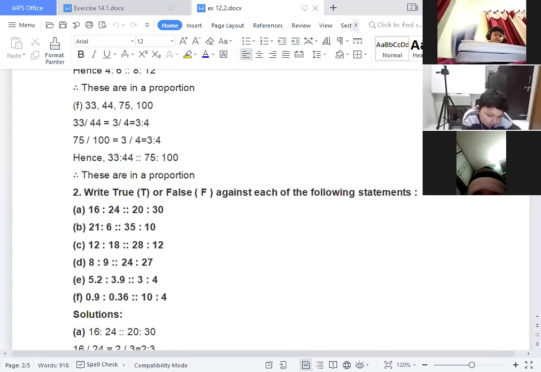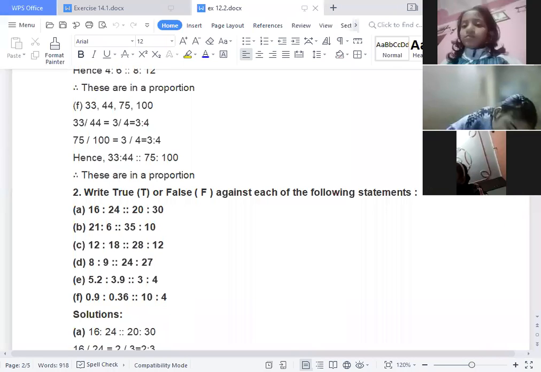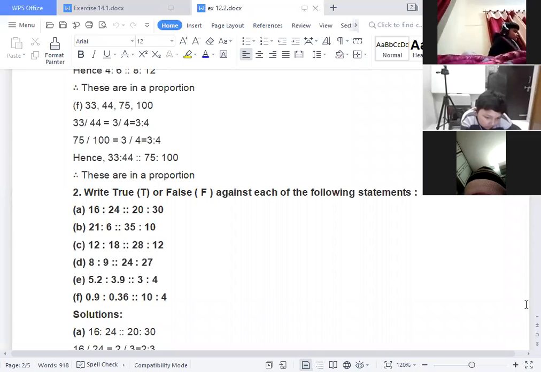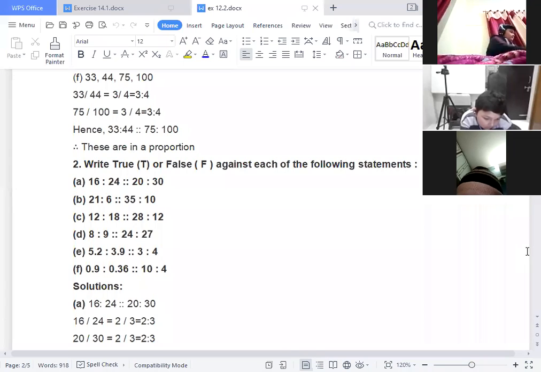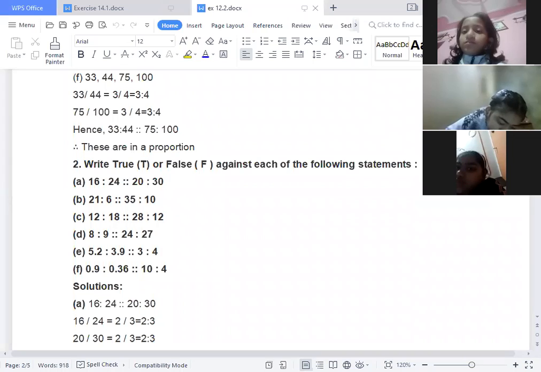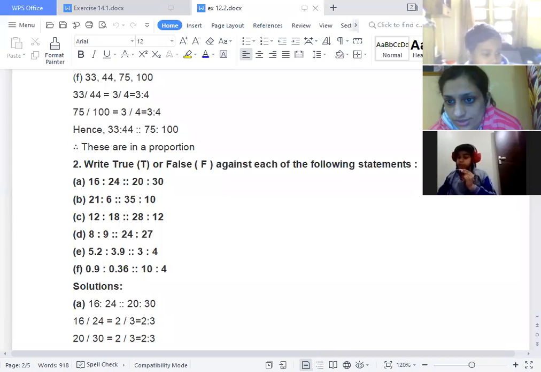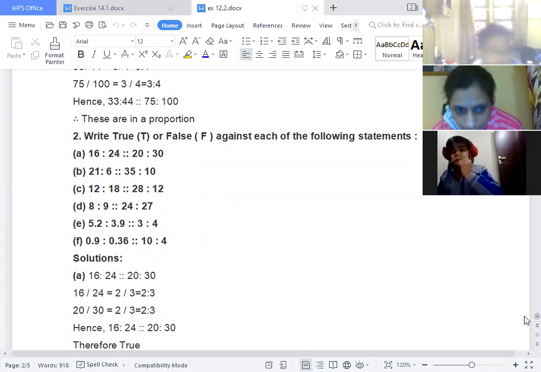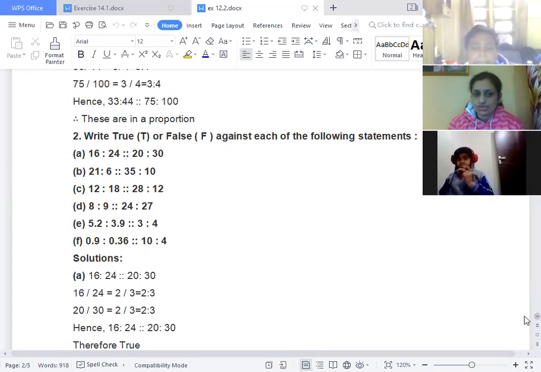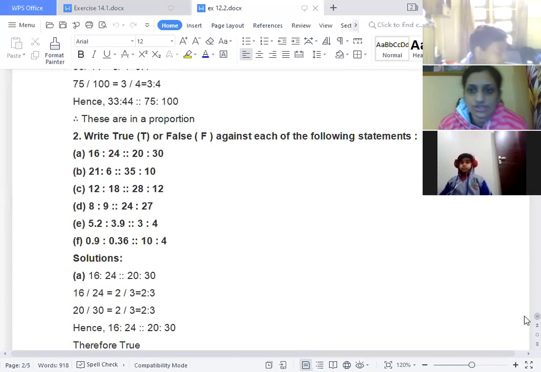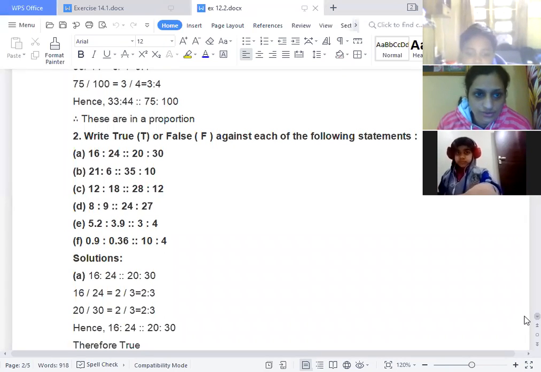Can it be cut further, or is this the lowest form? No, ma'am, it is the lowest form. So 2 ratio 3. Right. And ma'am, 20 upon 30, we cancel 0 to 0, and 2 upon 3, 2 ratio 3 is the answer. So is it true or false? Yes, 16 ratio 24 is proportionate to 20 ratio 30. So it is true. Absolutely right. Very good, Saksham.